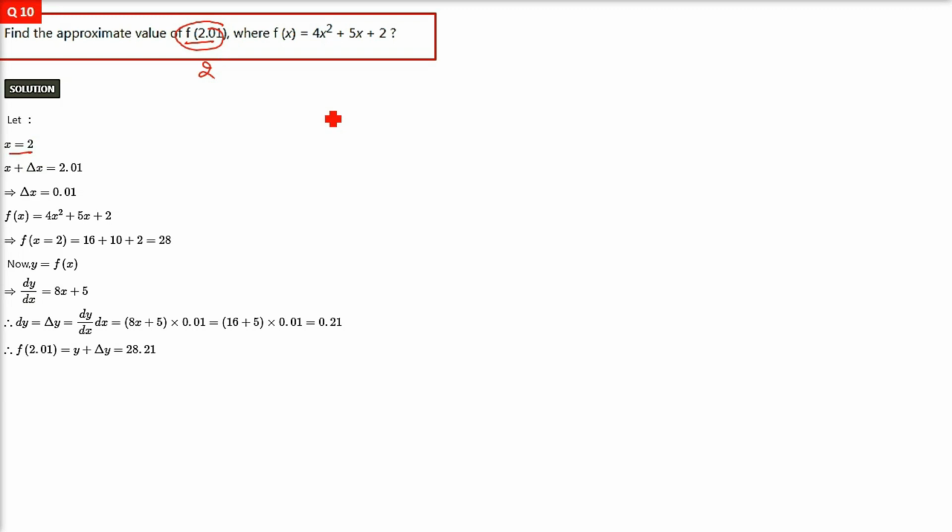So let us take x as 2, and you know that delta x is going to be 0.01. So x plus delta x is the total value 2.01. In order to find this delta x, let us subtract this. So 0.01 is your delta x. Now the function we already have: 4x² + 5x + 2.